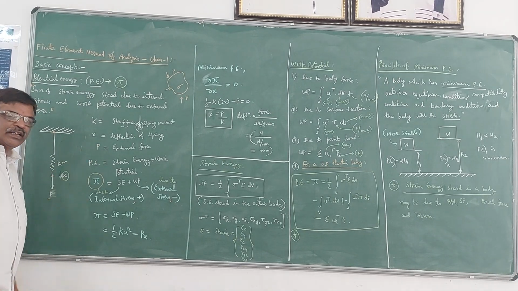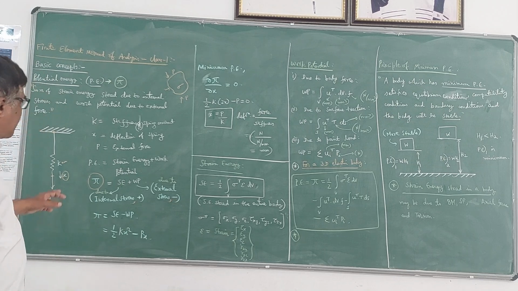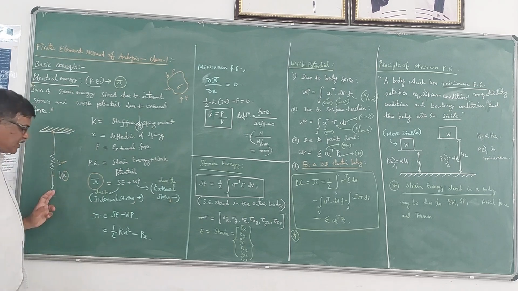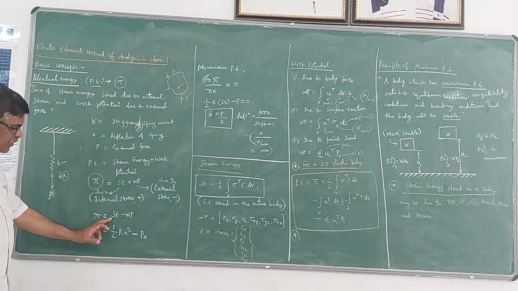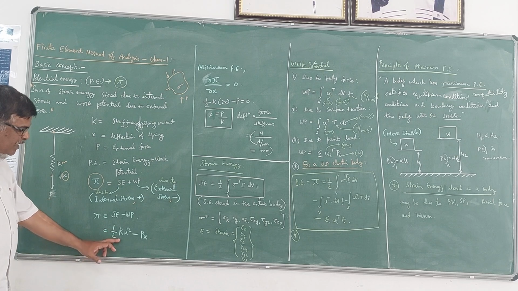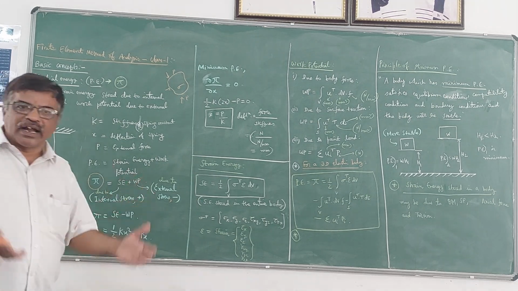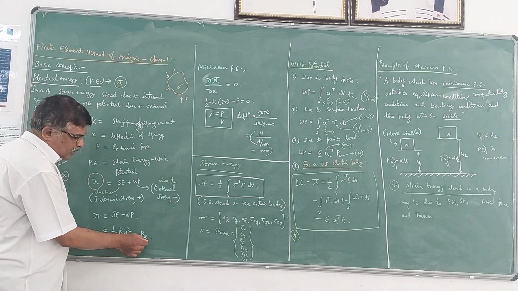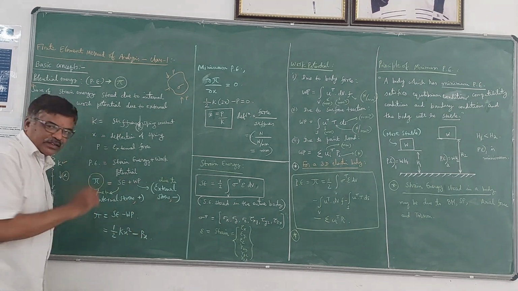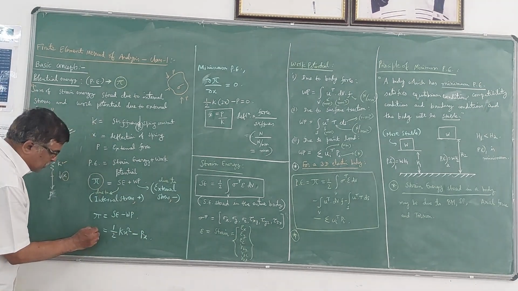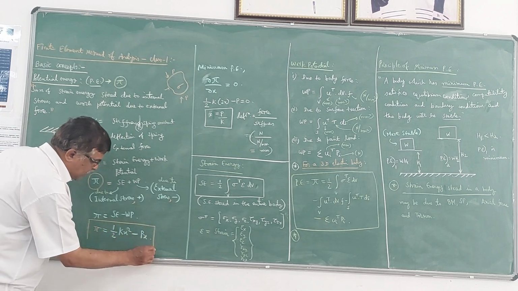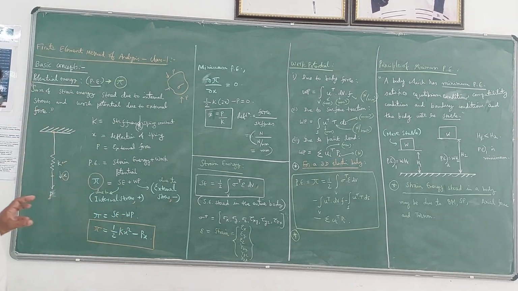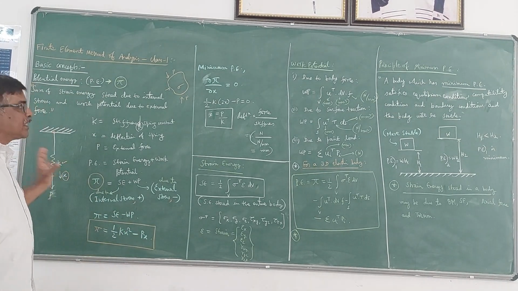Then if I want to write the potential energy expression, potential energy is the sum of strain energy plus work potential. In this case, strain energy will be expressed as half into k into x square, which is nothing but the energy form, minus work potential, which is force into distance, that is P into x. So pi is equal to half k x square minus P x. This is the expression for the total potential energy stored in a simple spring element.